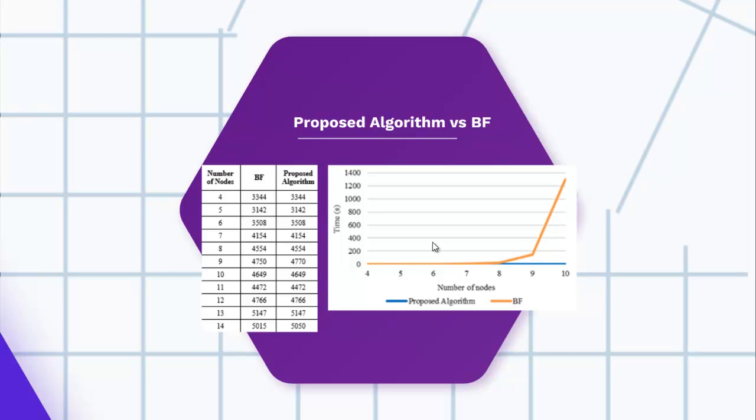From the next figure, it can be concluded that the proposed algorithm reduces computation time significantly compared to brute force. This algorithm needs only one second to find the minimum value of 10 nodes, while brute force algorithm spends 1299 seconds.